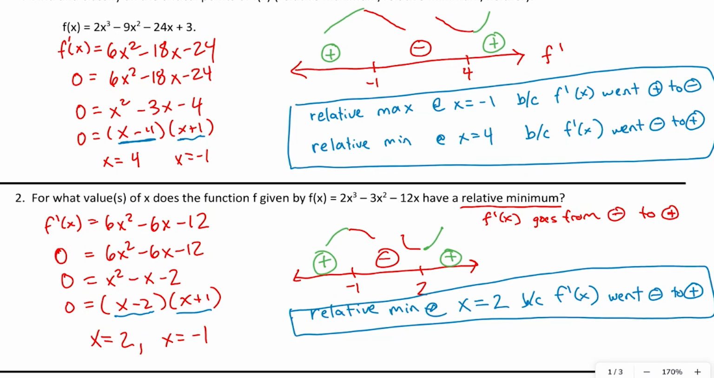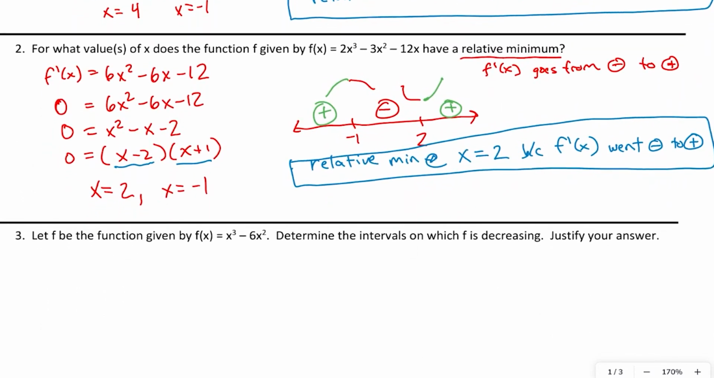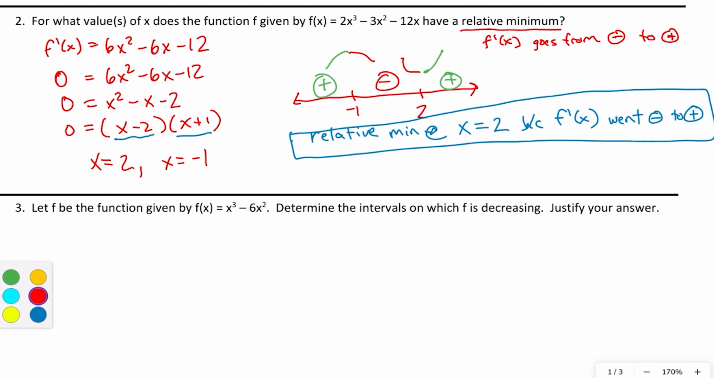Number 3 says, let f be a function given by x cubed minus 6x squared. Determine the intervals for which it's decreasing. So we're basically doing the same thing as we did the previous two problems. We're just only reporting back a certain piece of information here. So the derivative of f of x can be found using the power rule, 3x squared minus 12x.